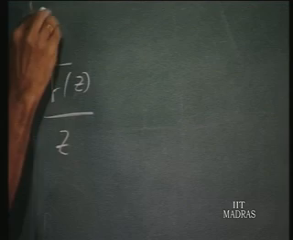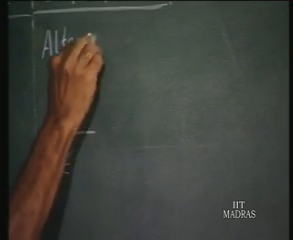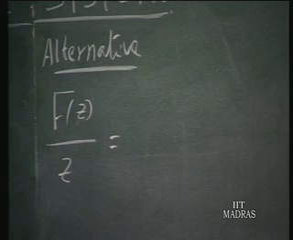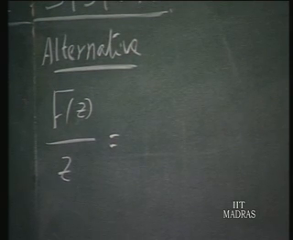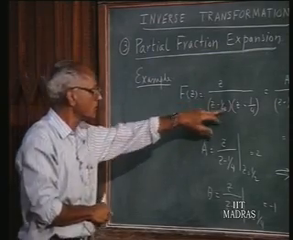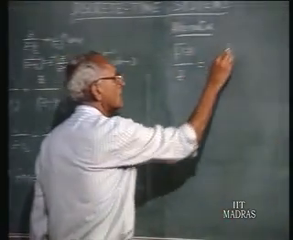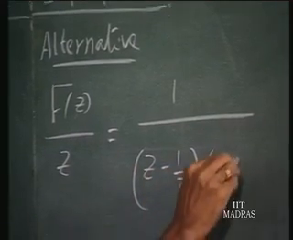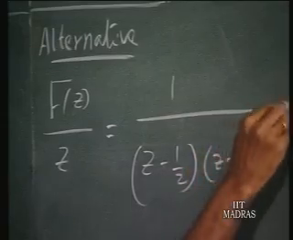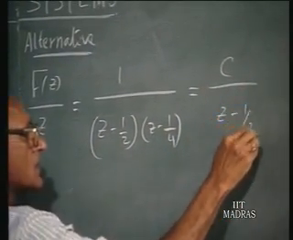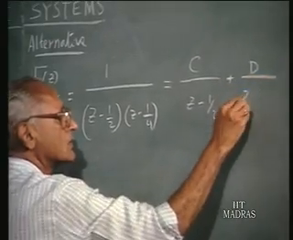As an alternative, which is widely preferred, given F(z), you first form F(z) over z. In our case, this is F(z). Therefore, if you divide this by z, you get 1 over (z minus half) multiplied by (z minus 1/4). And let the partial fraction expansion of this be c upon (z minus half) plus d upon (z minus 1/4).